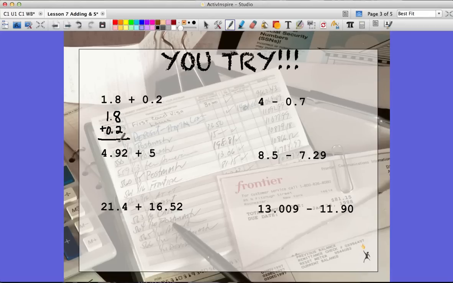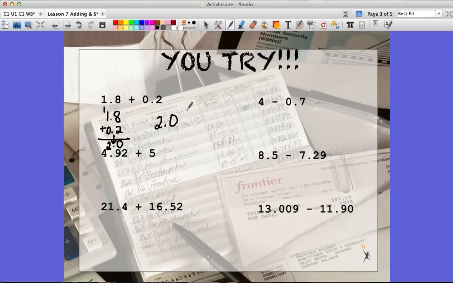8 plus 2 is 10, carry the 1, it's 2, bring your decimal straight down. My answer here is 2 and 0/10. Now, adding and subtracting decimals is done the same way as you would if you were using just whole numbers. Again, the important part is making sure that you line up your decimals, you line up your place values.